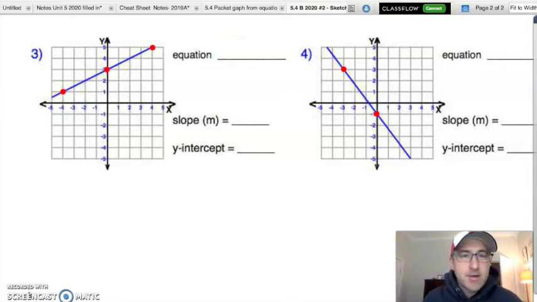sweatshirt. Today we're going to be reviewing positive and negative slope when looking at a graph. We are going to determine the slope, the intercept, and write the equation.